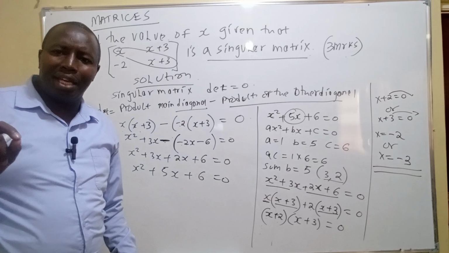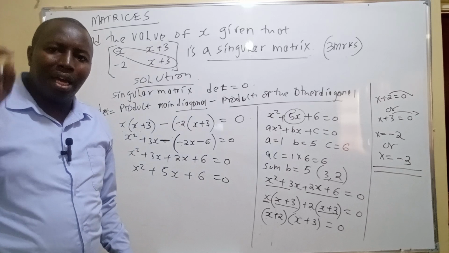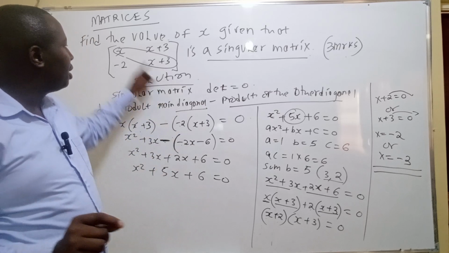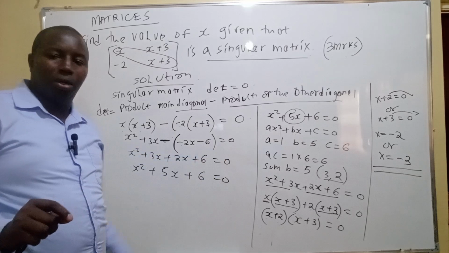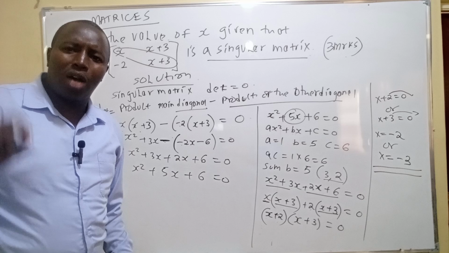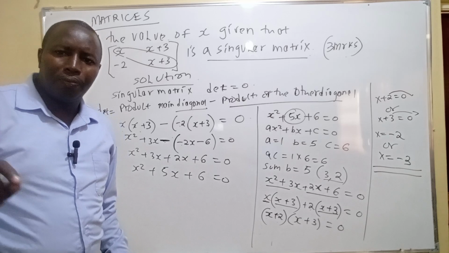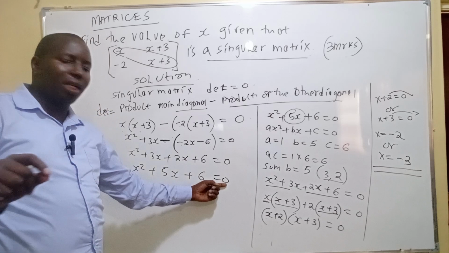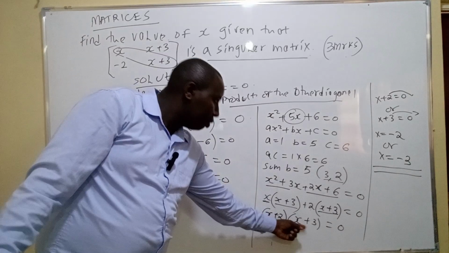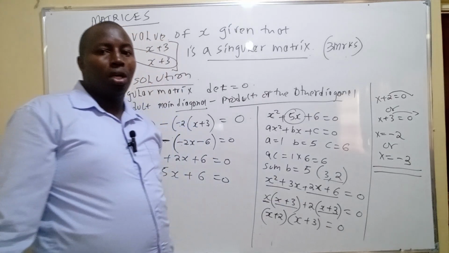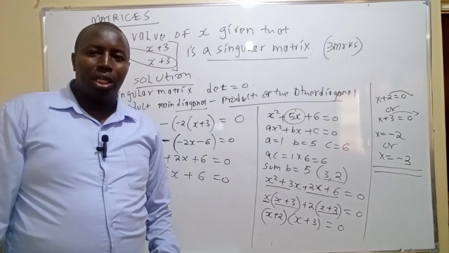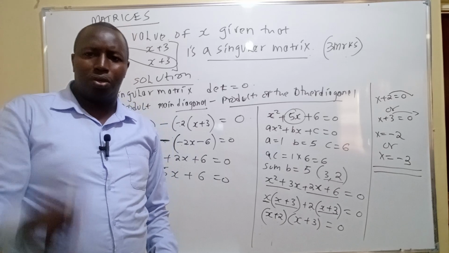Then you know how to find the determinant: the product of the main diagonal minus the product of the other diagonal. You subtract, and you get equal to 0. Then you solve the quadratic equation. You must know how to factorize a quadratic expression. Once you factorize, you get these factors, you equate them to 0, and you get your answer: x equals negative 2 and x equals negative 3. That is how you solve questions.